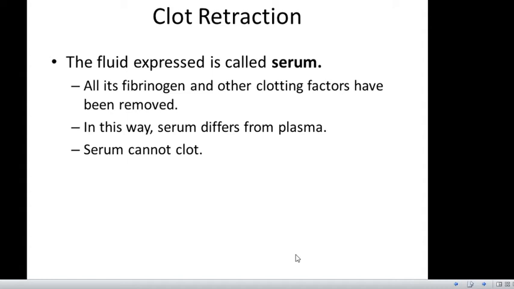The fluid expressed is called serum. All its fibrinogen and other clotting factors have been removed. In this way, serum differs from plasma. Serum cannot clot.